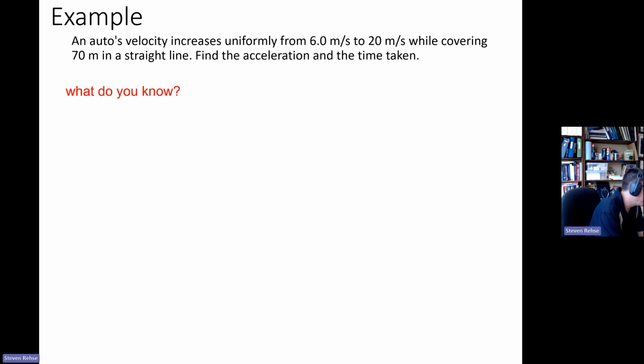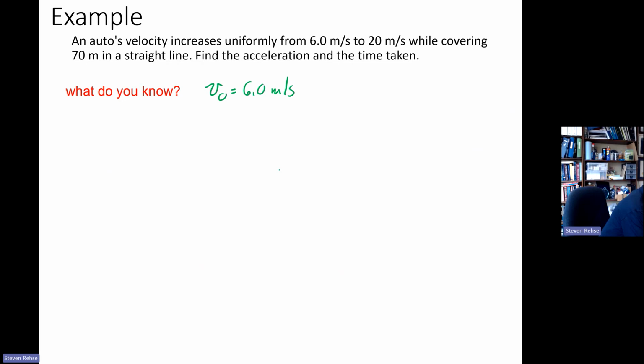All right, so let's take a look. How would we do this? First off, what do you know? What have I told you to do or taught you to do? Read the problem carefully. An auto's velocity increases uniformly from 6 to 20 while covering 70 meters in a straight line. Find the acceleration and the time taken. So what do you know? I would say, let me switch to a different color here. Oh, I'm on green, that's good. I'm going to say you know its initial velocity, V naught, is 6.0 meters per second.